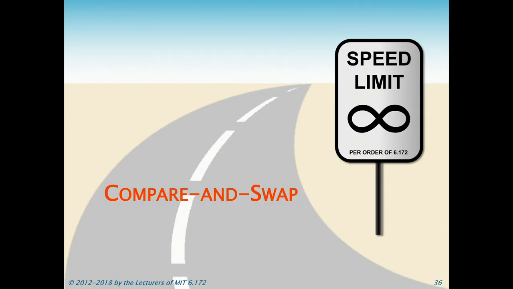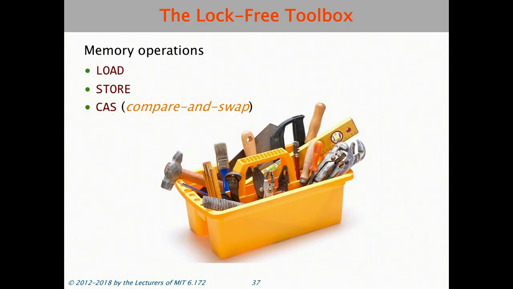Okay, so let's take a look at one of these special instructions. And the one I picked is compare and swap, because it's the one that's probably most available. There are others like test and set and so forth. And so when you do lock-free algorithms, when you want to build algorithms that are lock-free, and we'll talk about why you might want to do lock-free algorithms, there's load and store, and then there's this CAS instruction, compare and swap. Okay?